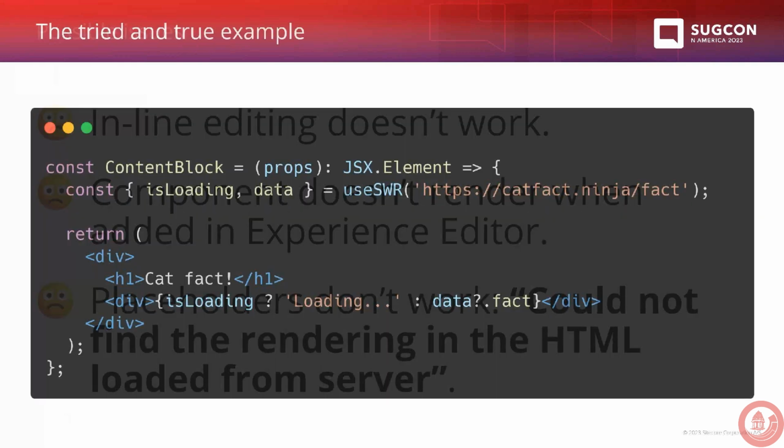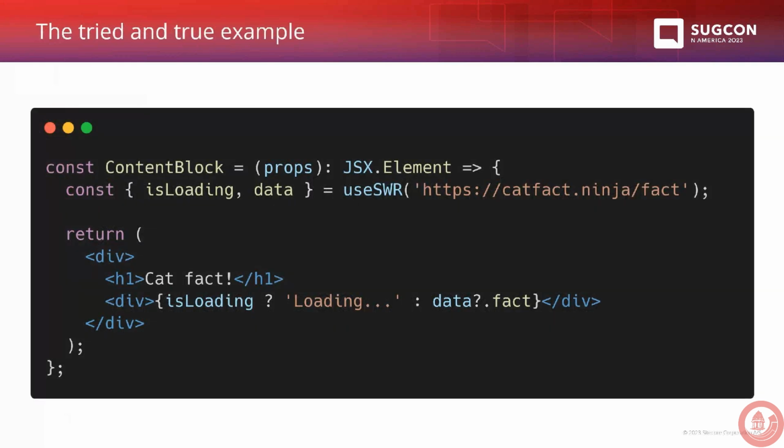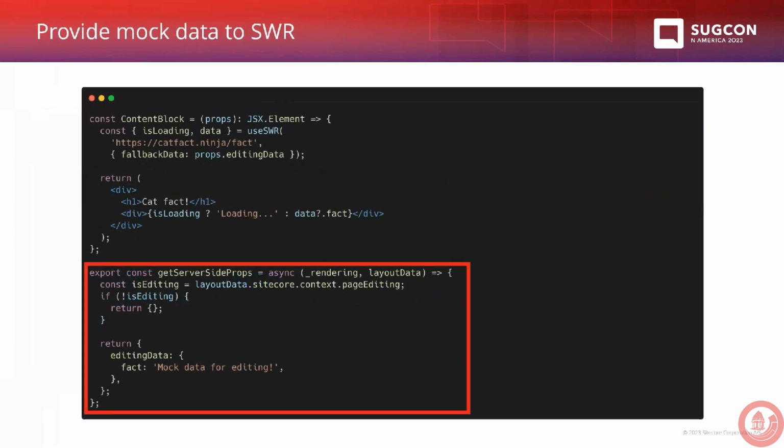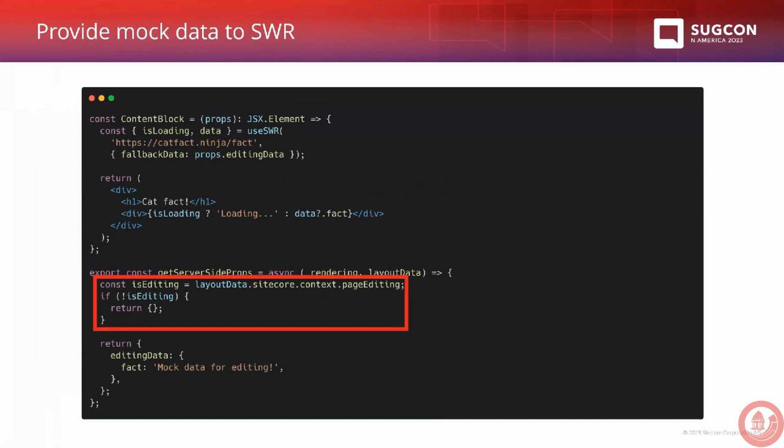So here's our simple component that renders a cat fact. What we're going to do is, instead of always calling this during the client, we're going to load some mock data that will get rendered for Experience Editor and Pages. And the way we do it would be rewriting the component like this. The first thing we do is export getStaticProps or getServerSideProps alongside our component. Inside of that method, we'll check if we're in Pages or the Experience Editor. And if we're not in Pages or the Experience Editor, don't do anything, because we don't want to change the behavior outside of Pages and the Experience Editor.